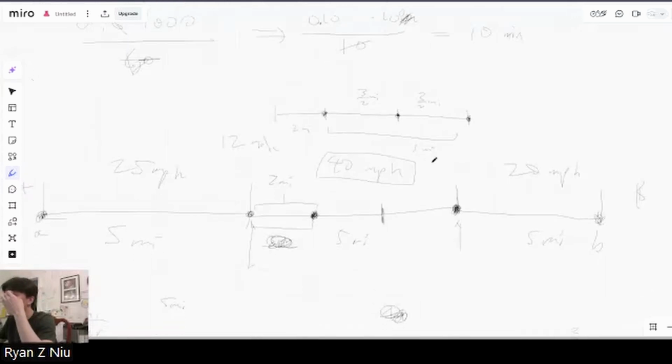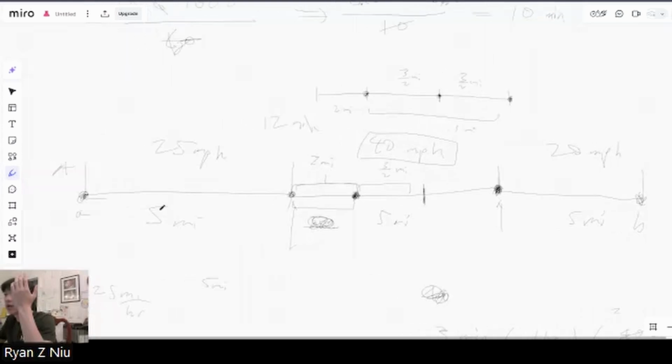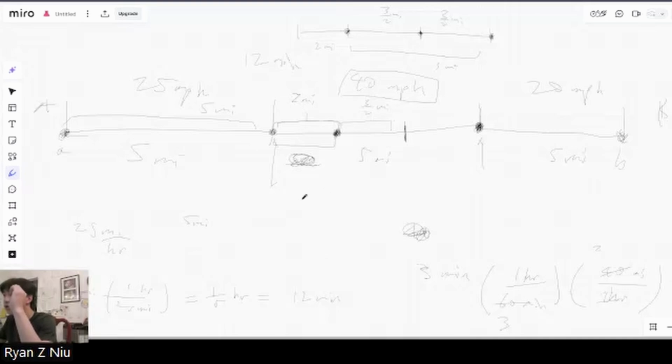right? So now if we come back to the bigger picture, right? So this section is 2 miles. This section is 3/2 of a mile. And then this, of course, is still 5 miles. So they meet at, what is this? 5 plus 2 plus 3/2. 3/2 is also 1.5. And this should get you the answer of 8.5 miles.